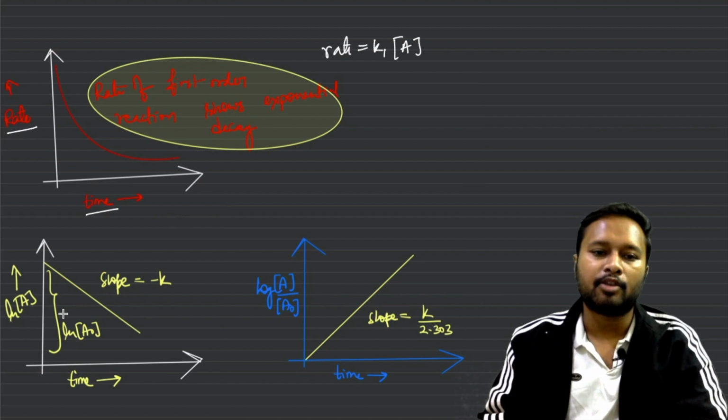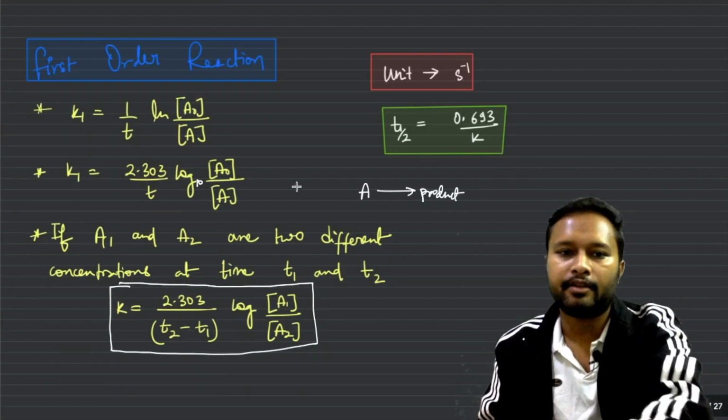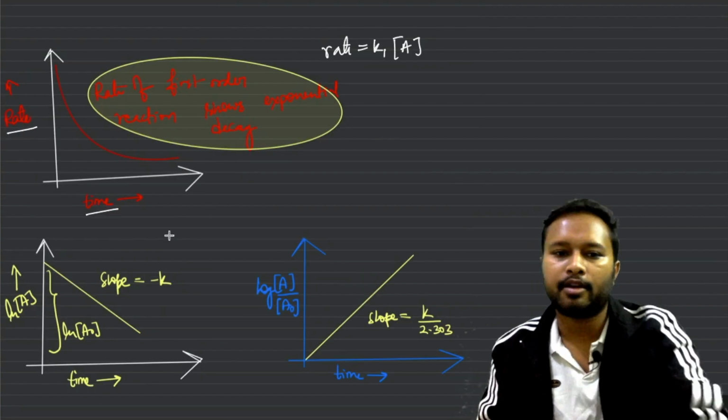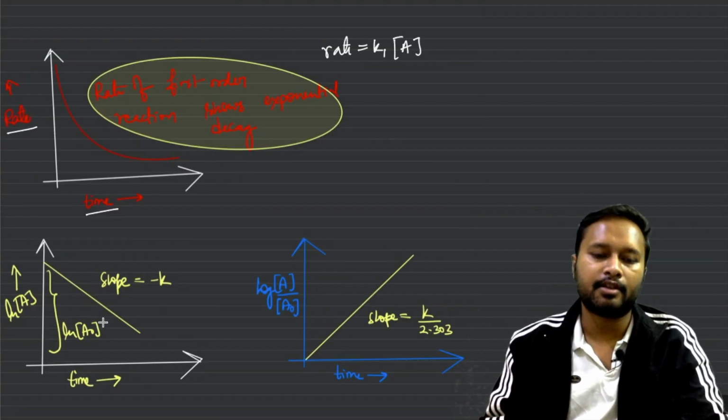All right. Now you can also plot this particular equation, K1 is equal to 1 upon T ln A naught upon A. You can rearrange this equation to get it in this particular form, in which I am plotting ln A on the y-axis and time on the x-axis. In that case, the slope will be minus K and the intercept is ln A naught.